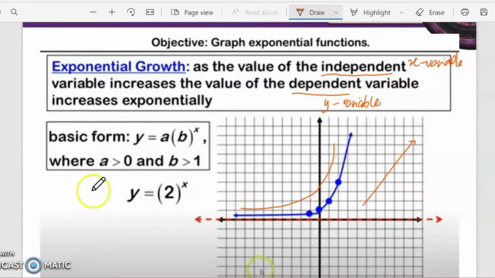Okay, so ini basic form dia, y equal to a times b to the power of x. So what we can see, b is greater than 1. It can be any number greater than 1, maknanya 2 ke 3 ke 3 over 2 ke, as long as greater than 1. And then we have a greater than 0, which means that this one is positive. Okay, so for example, we have y equal to 2 to the power of x. So this is the function.